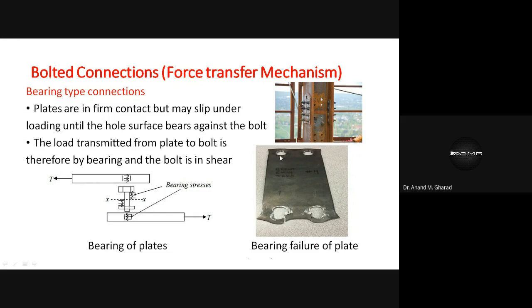So can you see these holes which were drilled earlier? Okay, and these holes are naturally of greater diameter, of the order of plus 2 mm or so, compared to the bolt diameter. A condition came wherein it came in contact with the bolt surface, but the bolt being stronger, it did not fail. This plate failed. This is known as the bearing failure of the plate. Got it?